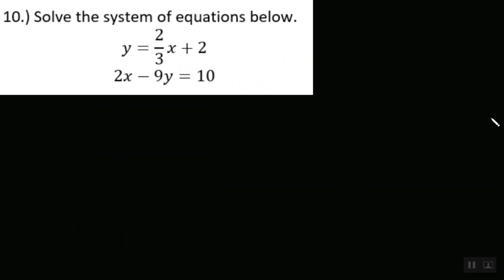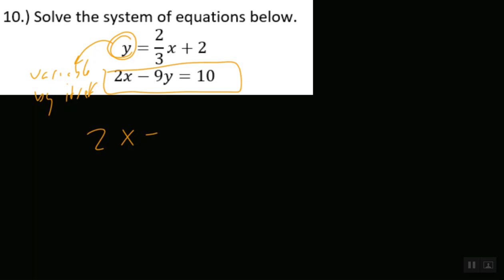Okay, for number 10, it says solve the system of equations below. Guys, same as last time, we see that we have a variable by itself. And so let's go ahead and plug that in. Why not put this all in orange? 2x minus 9y is equal to 10. And if I ask you, what is y? Well, you would say that y is 2/3 x plus 2.